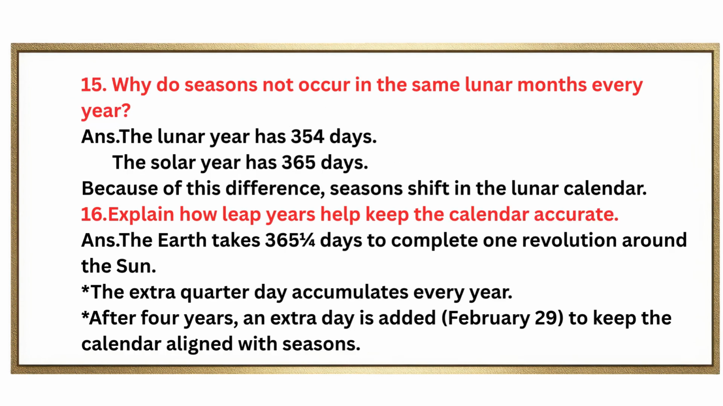Question number 15. Why do seasons not occur in the same lunar months every year? Answer. The lunar year has 354 days. The solar year has 365 days. Because of this difference, seasons shift in the lunar calendar.